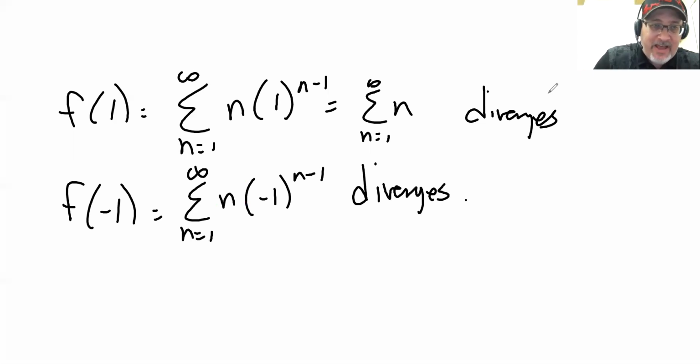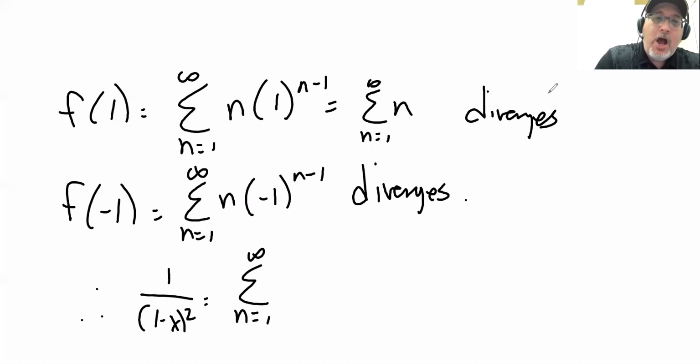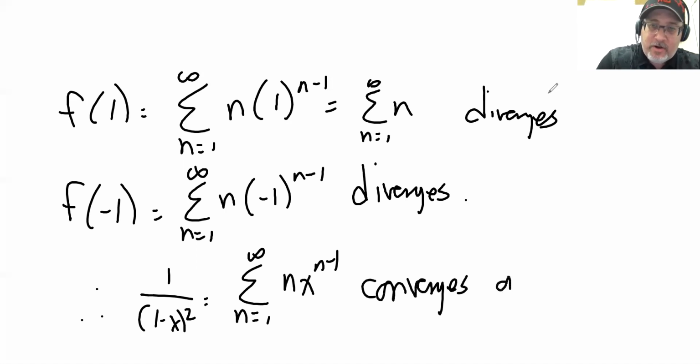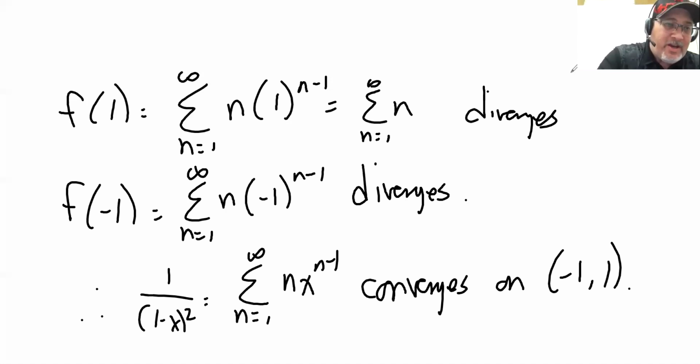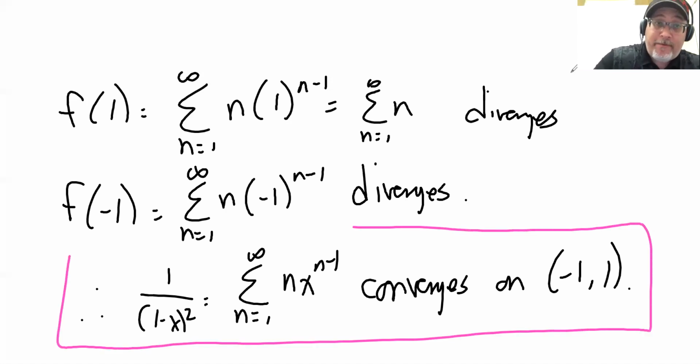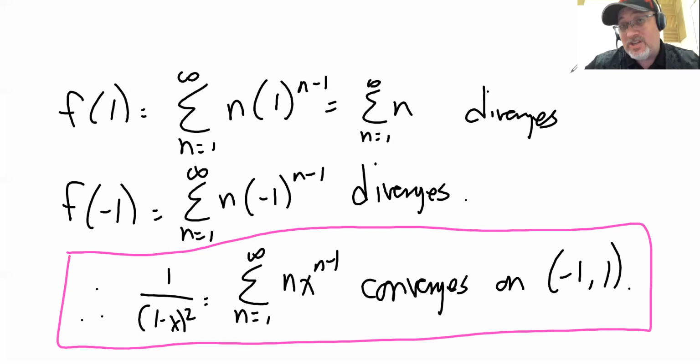So that means that when we said 1 over (1 minus x) squared is equal to the sum n equals 1 to infinity of n times x to the n minus 1, and that it converges on the open interval -1 to 1, we were correct the first time. We weren't wrong before. What we said was true. We just didn't know if it was complete because we hadn't checked the endpoints yet. But it does not converge on the endpoints.